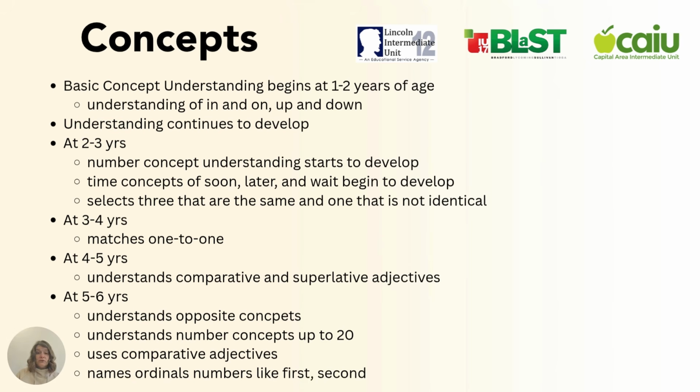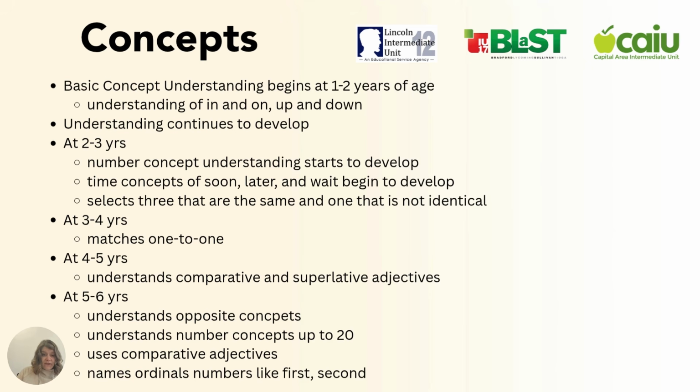Think about that. Our children start understanding wait by the time they're 3. We can see that students can select 3 that are the same or one that is not identical by this age. They can match 1 to 1 at this age. So that matching 1 to 1 is between 3 to 4 years. So that's a little bit later, but still very early. When we get to 4 to 5 years, we're seeing some understanding of comparative and superlative adjectives.